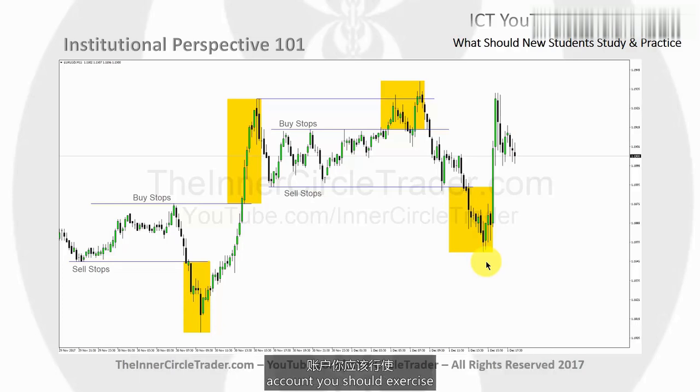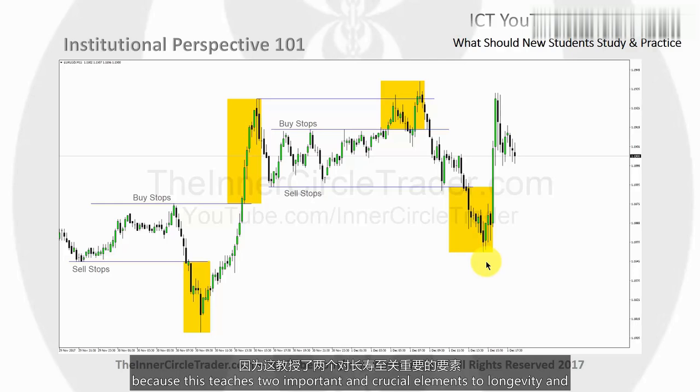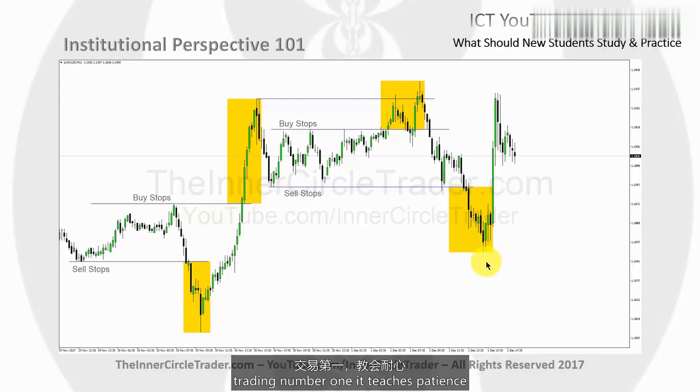In your demo account, you should exercise patience and not do any more. Wait till the next week, because this teaches two important and crucial elements to longevity in trading. Number one, it teaches patience. Patience, waiting for the next setup.